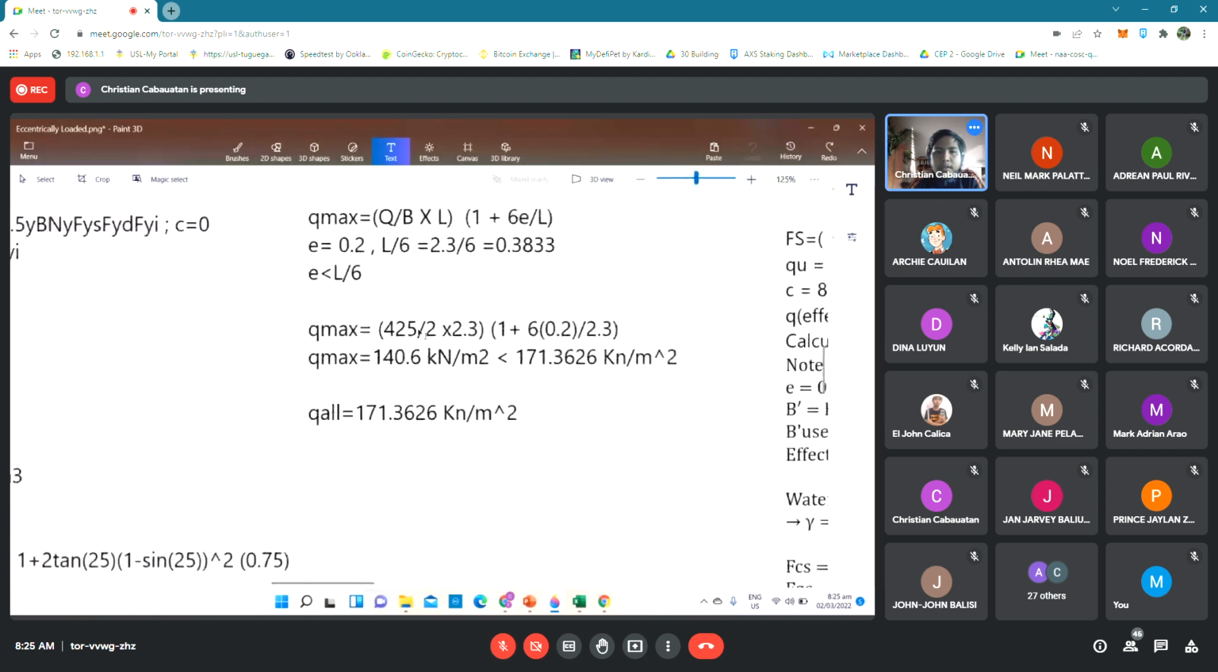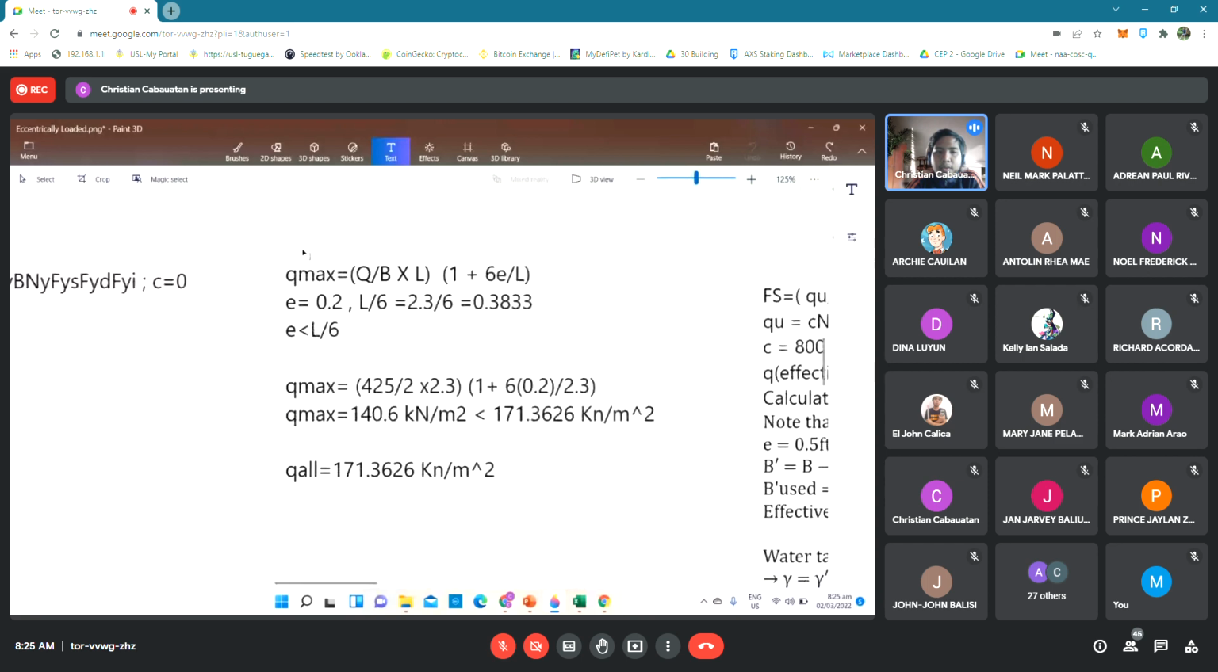And then Q max, no? We will determine the Q max. It is equal to Q divided by P times L, times 1 plus 6E over L. The eccentricity is equal to 0.2. The L over 6 is equal to 0.3833. Therefore, eccentricity is less than the dimension of L over 6.